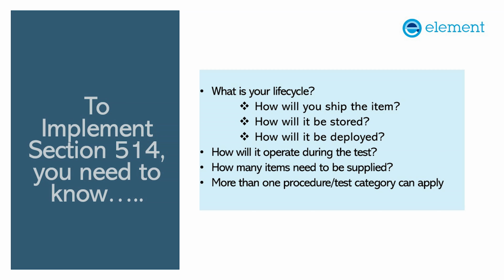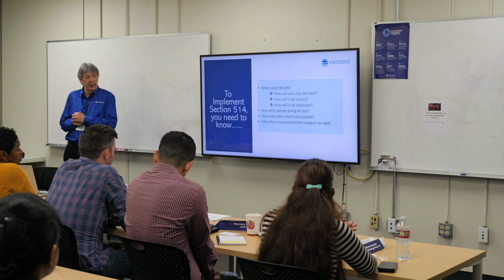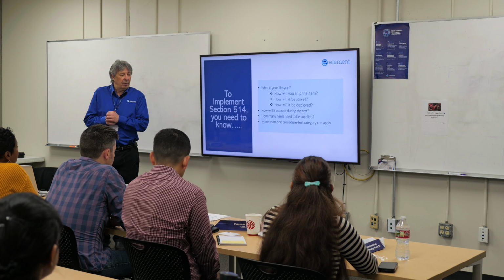All right. So we need to know how it was shipped, how it's stored, how it's deployed, how it will operate during the test. How many items do you need to be supplied? How long do you want to take? More than one procedure or test category usually does apply. But there is a way we can combine curves and cut down on your test cost and test time, and we'll go through that a little bit as well. All right. So this is what we need to know.